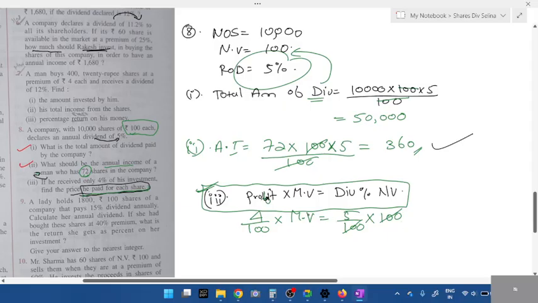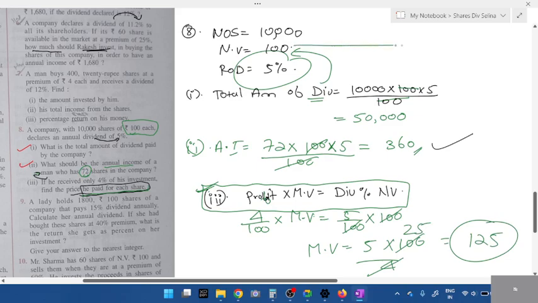Just check once again, if he received only 4% of his investment, 100 goes to the other side, 4 gets divided. Yes, so actually the company was selling it for 100. I mean, initially, before the company started, it was 100. Later, the company was in profit. That's the reason it was selling it for 150. So when this person bought 72, he had to pay 125 rupees as the market value for each share.